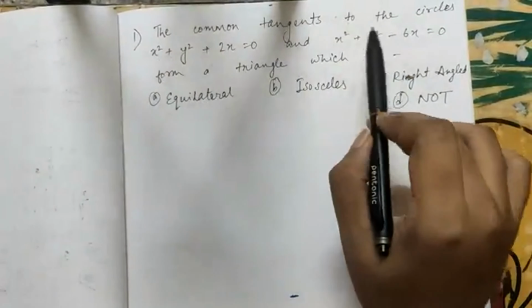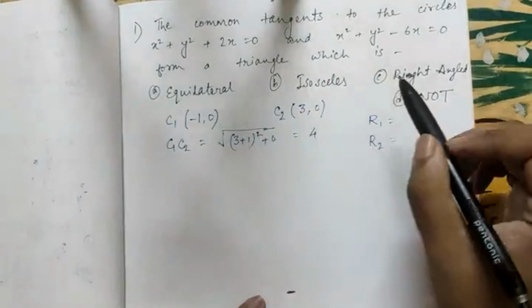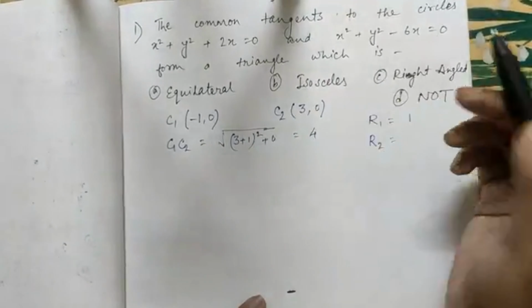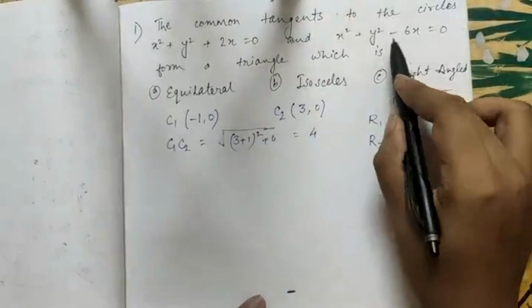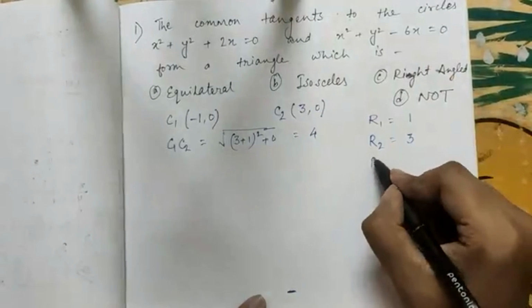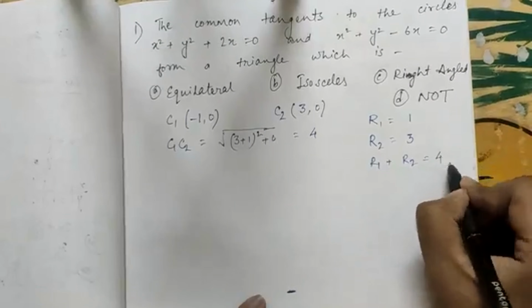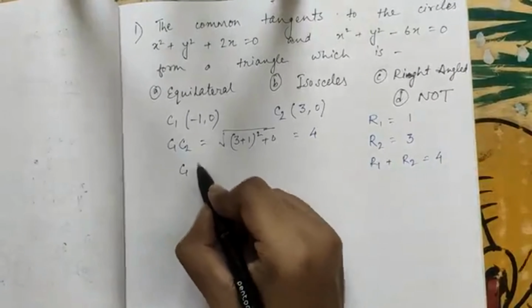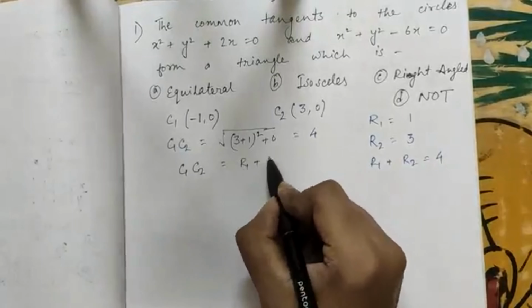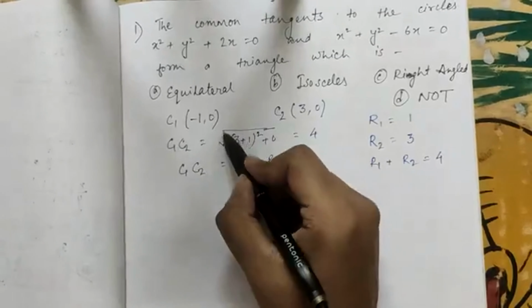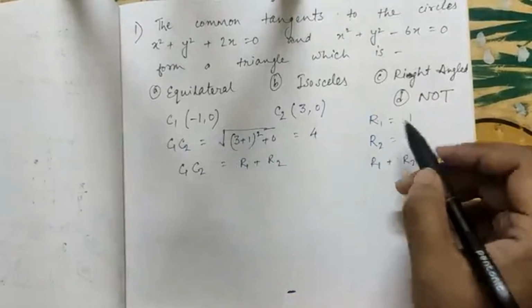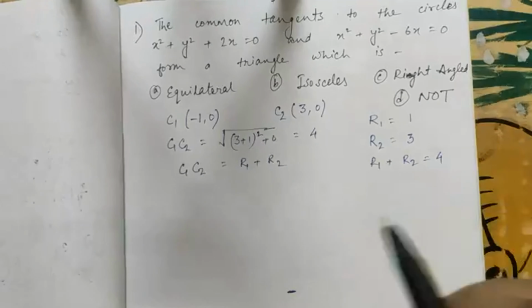Now what is the radius of the first circle? Let me call it R1, and the radius of the second circle R2. The radius of the first circle will be 1, and the radius of the second circle will be √(g² + f² − c), which is coming as 3. So R1 + R2 is equal to 4. Now see here, C1C2 is equal to R1 + R2. The distance between the centers of the two given circles is 4, and the sum of the radii is also 4.